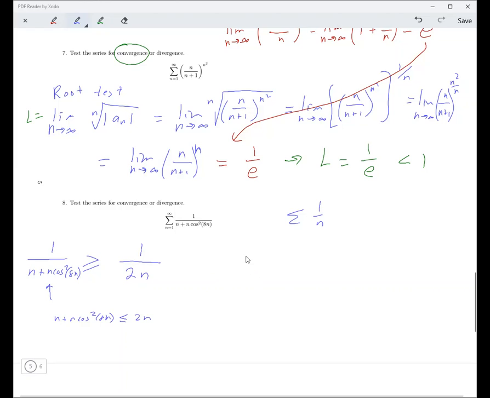And so these terms are greater than or equal to that. They're all positive, because both terms in the denominator are positive and 1 is positive. And we know that 1 over 2n is just 1/2 times 1 over n. And if you take a half of infinity, you're still going to get infinity. So it diverges.